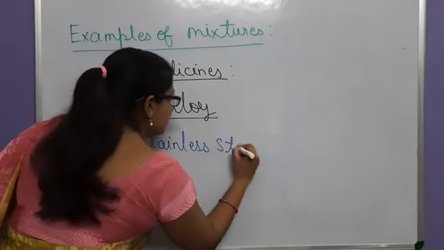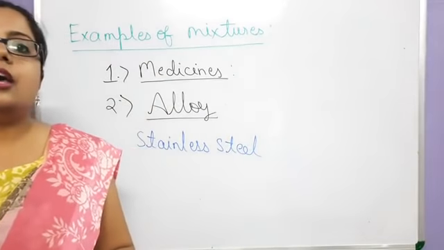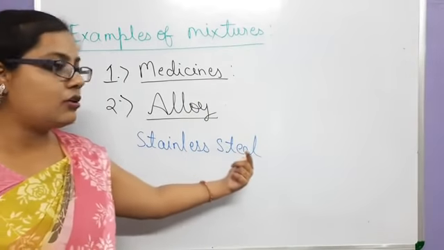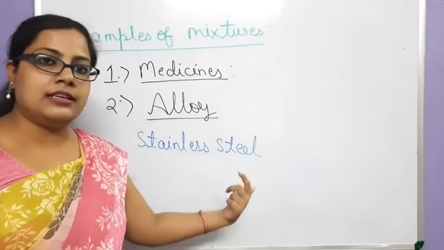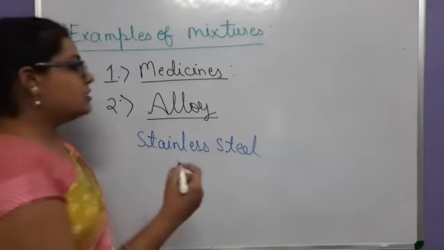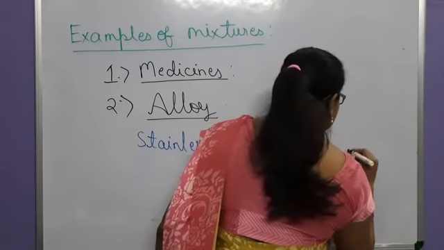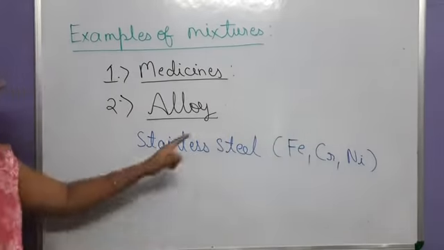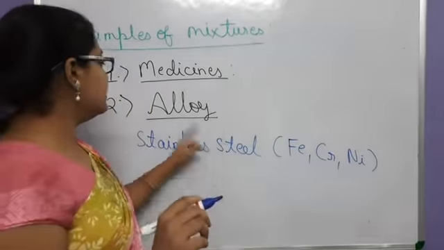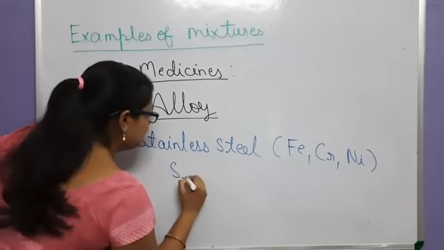Stainless steel is very common around us, and I hope that all of you have seen stainless steel. It is basically used for making utensils. So what are the various elements present in this alloy? Stainless steel is an alloy of iron in which some other elements are also mixed. In this it is iron, chromium, nickel. These are the symbols of the elements. What are the three elements present in stainless steel? Iron, chromium and nickel.